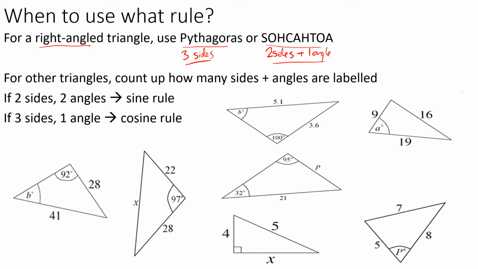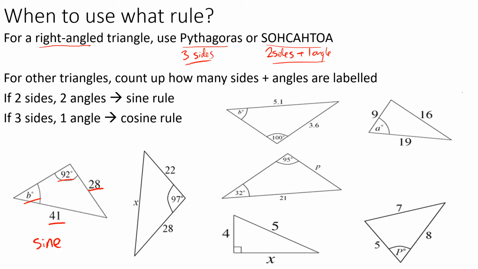What do I mean by that? This is a perfect example of the sine rule because we have got 2 sides labeled, 41 and 28, and we've got 2 angles labeled, 92 and the one we're trying to find. I do include the one that you don't know yet. So that's a perfect example of the sine rule. Are there any other examples of the sine rule you can see? Yeah, there's a couple, isn't there?